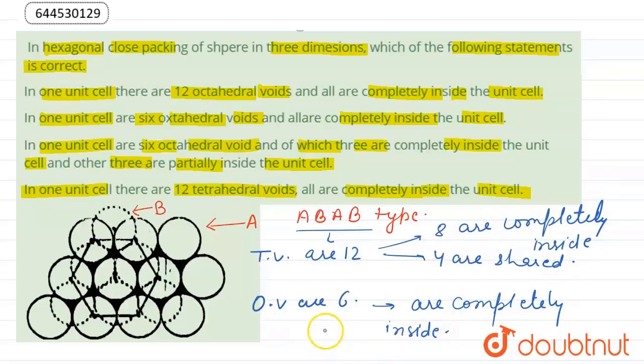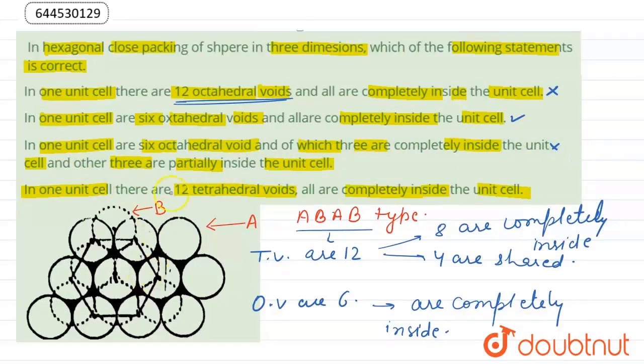So according to this we can say the first option is incorrect because here 12 octahedral voids are given in this option, but we have only 6 octahedral voids. In second option, one unit cell has 6 octahedral voids, this is correct, and all are completely inside the unit cell, this is correct. Third statement, one unit cell has 6 octahedral voids and 3 are completely inside and 3 are partially inside, this is incorrect.